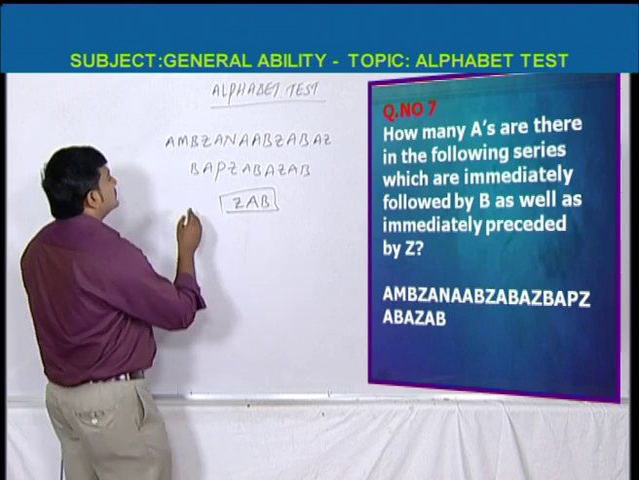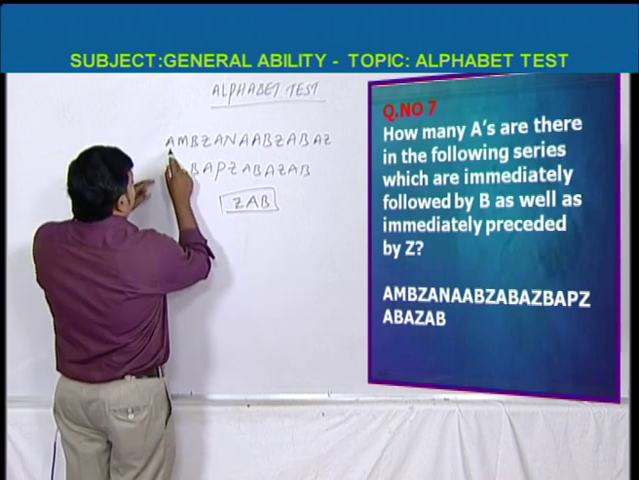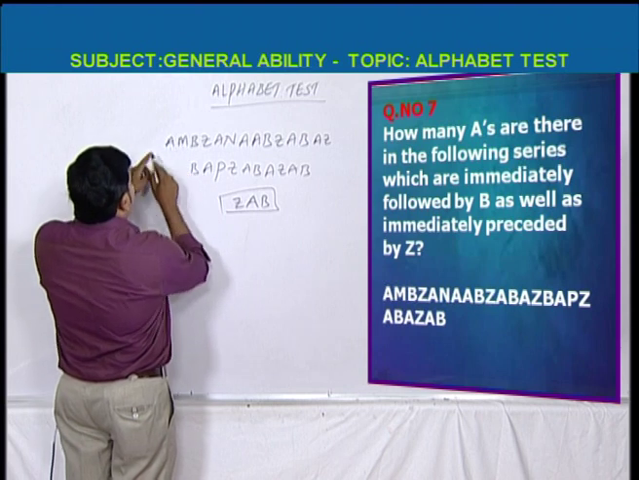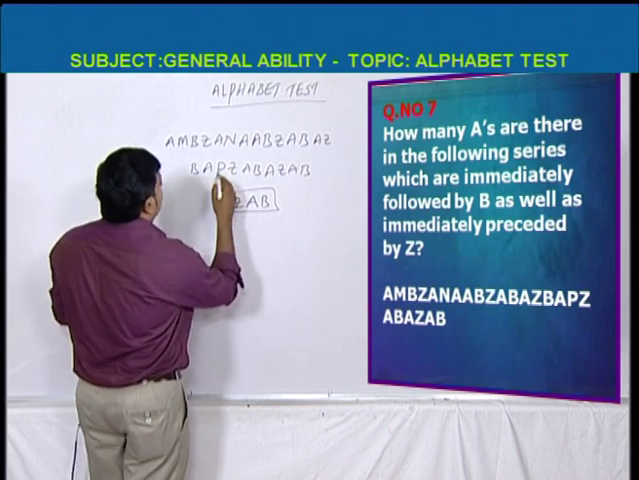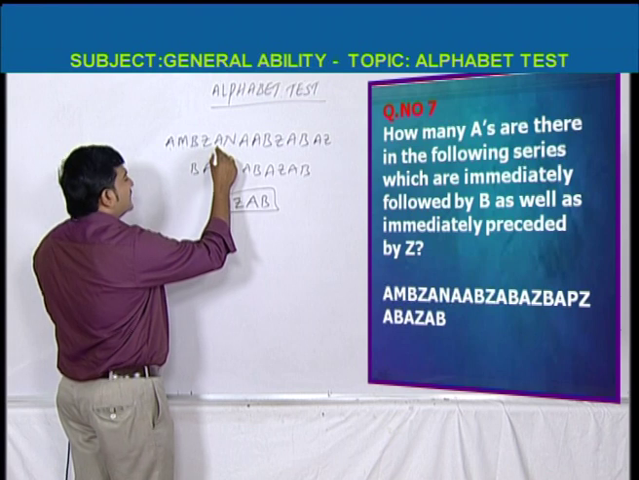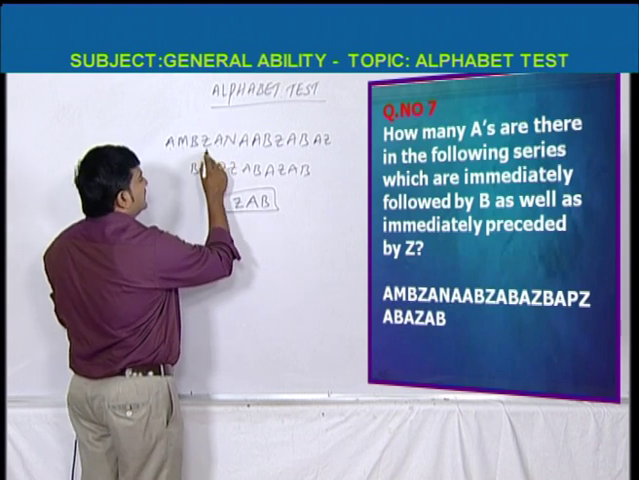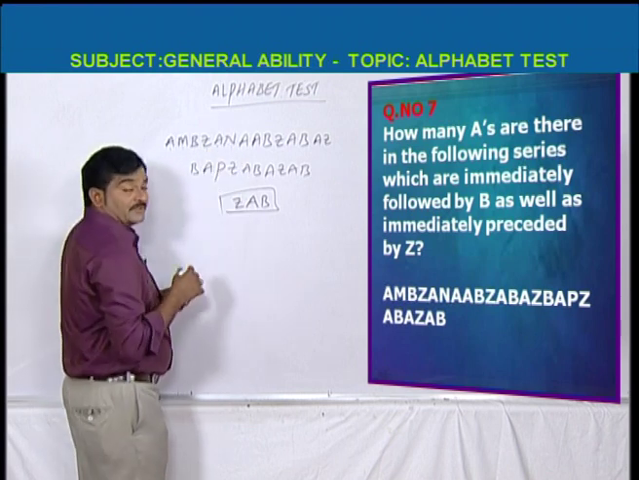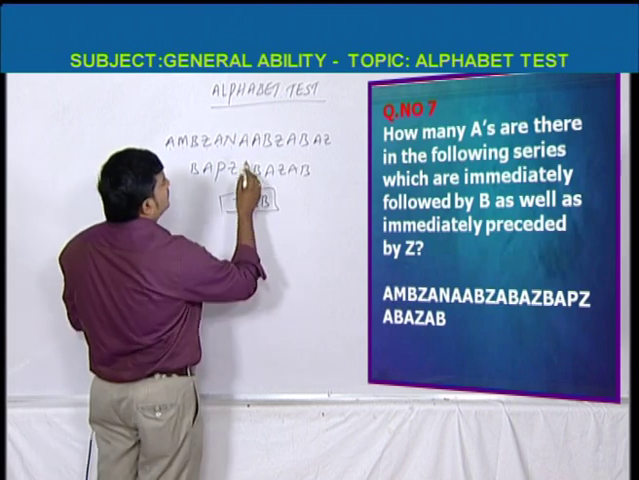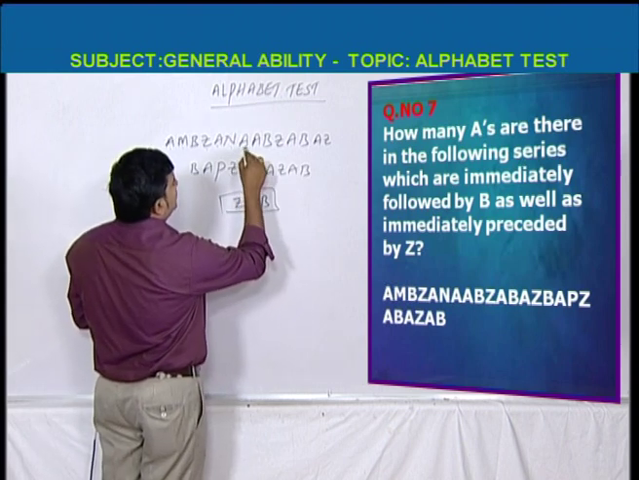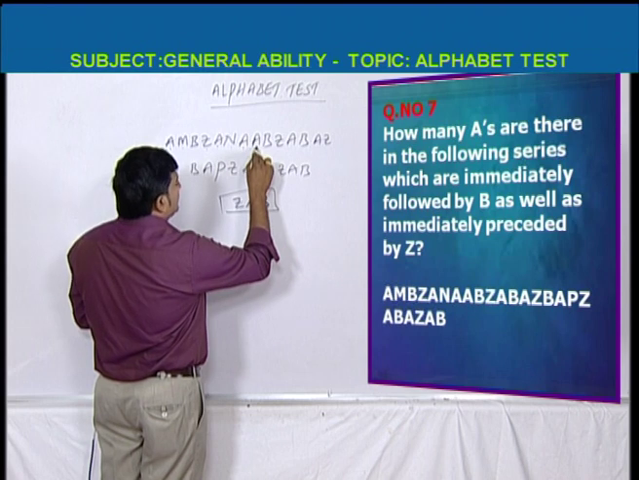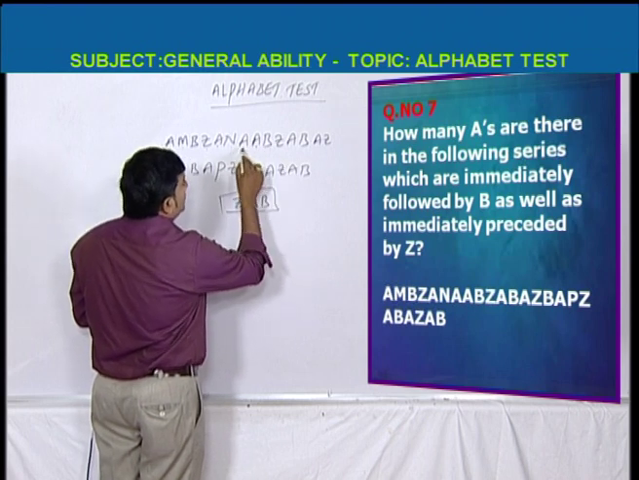See, observe here. Here A is there, this A is not followed by and not even preceded by something. So you can ignore that A. Now observe this A. This A is preceded by Z but not followed by B. You should not take that also. Now observe this A, it is not followed by B. Observe this one, it is followed by B only but not preceded by Z.